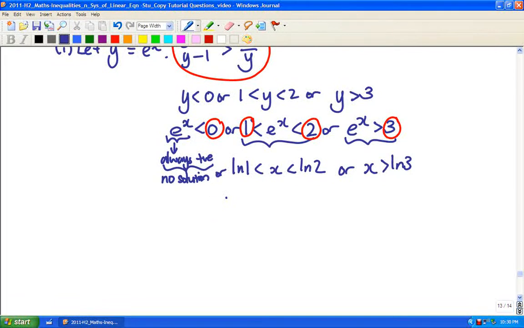So the final conclusion would be 0 is less than x is less than ln 2, or x is greater than ln 3.